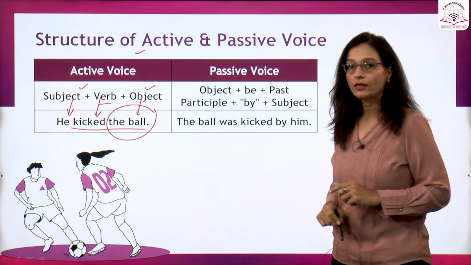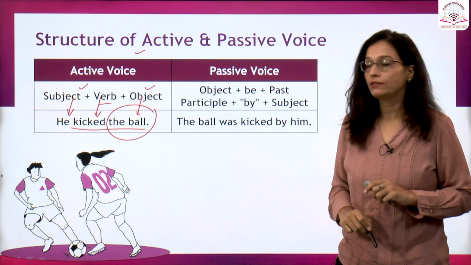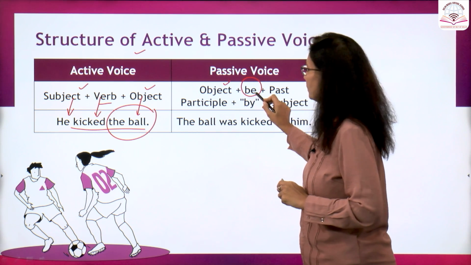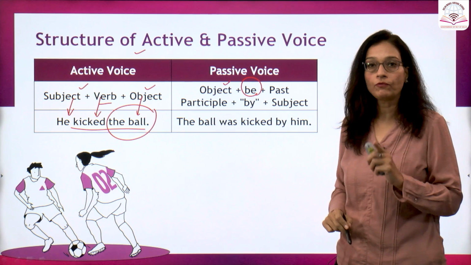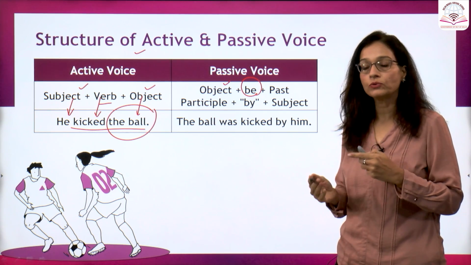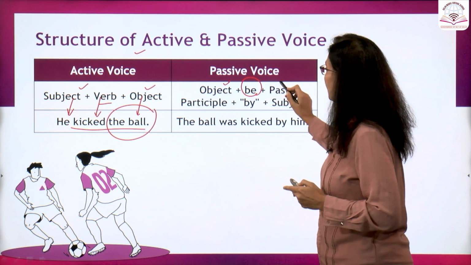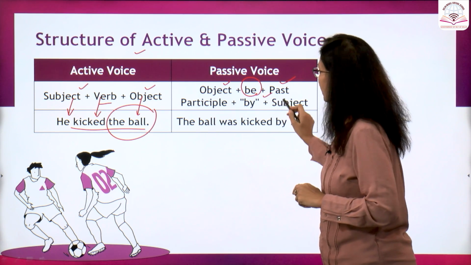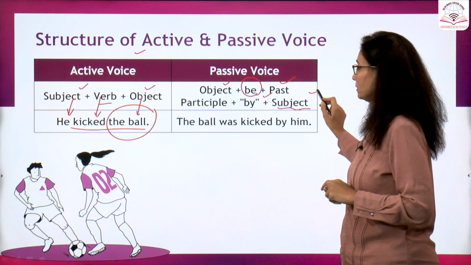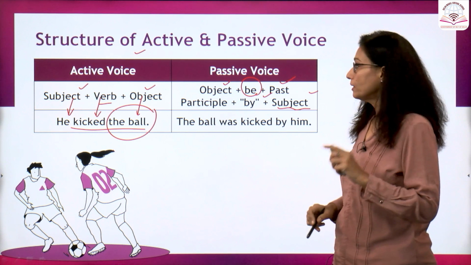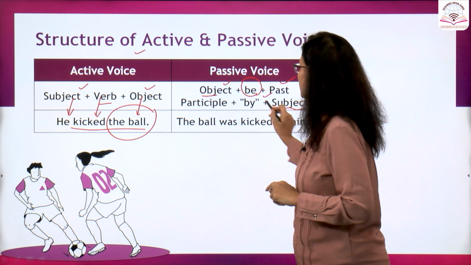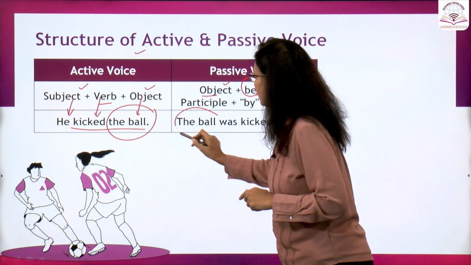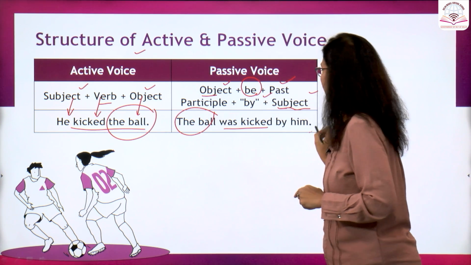Now, let us take a look at the structure of a passive sentence. It would be object, then a helping verb, that is the basic form of be that we should use in that sentence. Then past participle form of the main verb and by followed by the subject. Now here the subject and the object have interchanged their positions. So we get the ball was kicked by him.